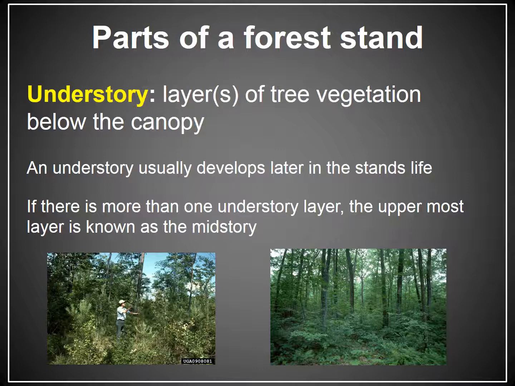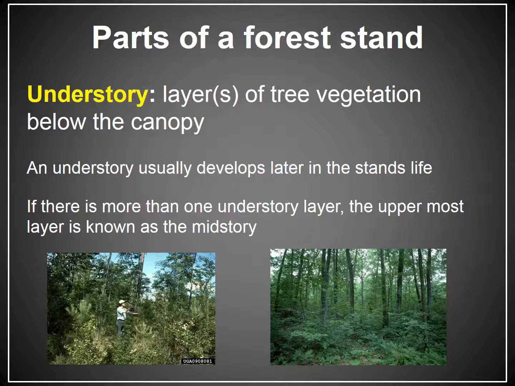The second part of the forest stand is the understory, defined as a layer of woody vegetation, tree species below the main canopy. Young stands rarely have well-developed understories. As a stand gets older and natural disturbance results in the creation of some canopy gaps, understory vegetation becomes more prolific with the increase in available sunlight and growing space.